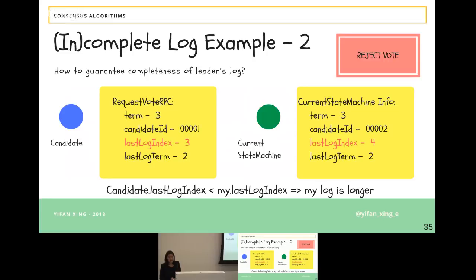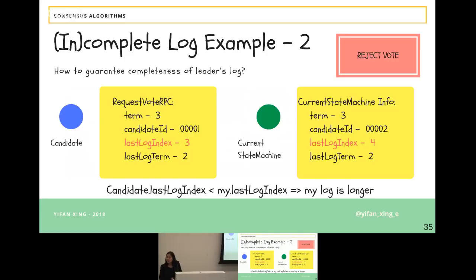Yes, actually, I've seen different implementations of that, but in the paper, I will also cover that later. The heartbeat has an AppendEntries RPC, which has a list of information that I will cover later.